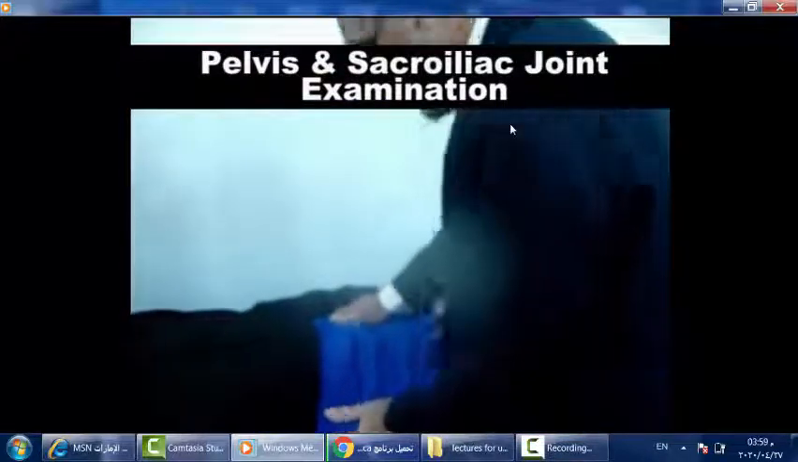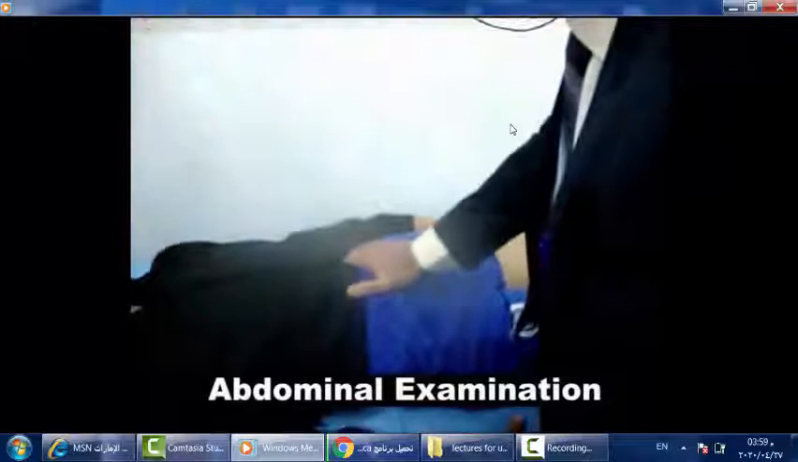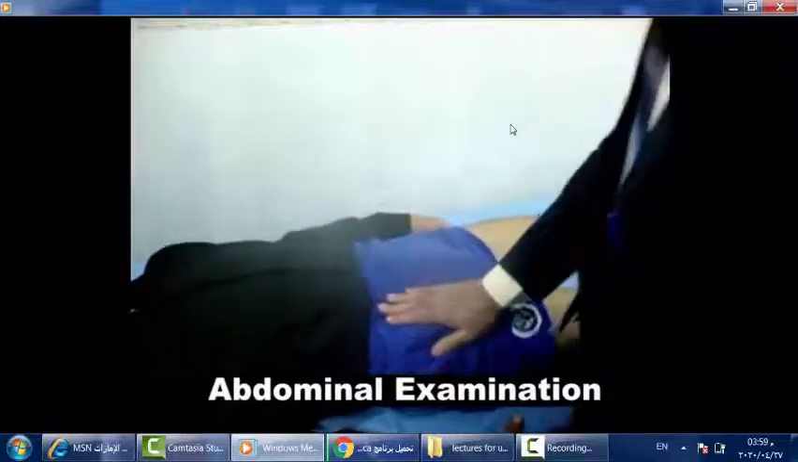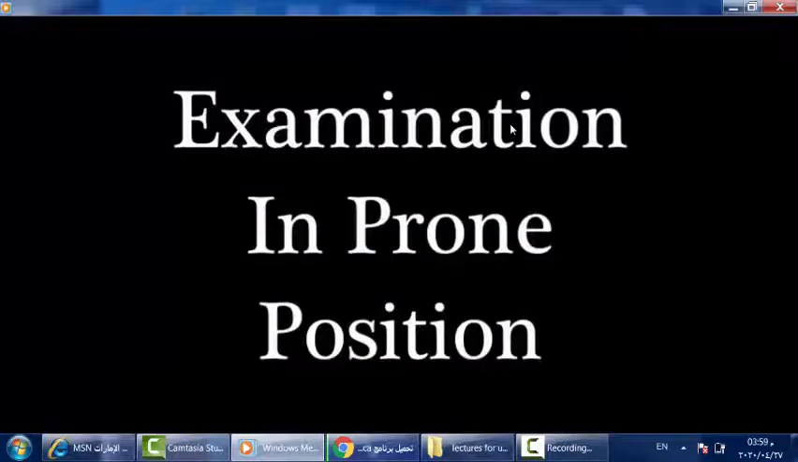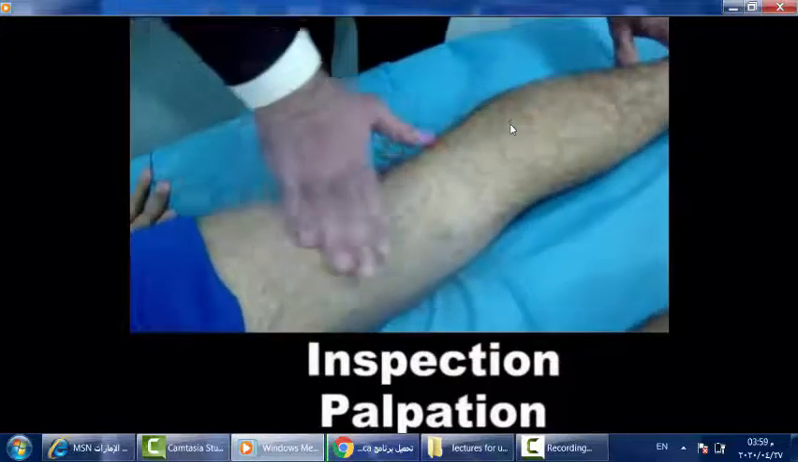You have to examine the joint above, the hip, and examine the pelvis for any disruption of the sacroiliac joint or symphysis pubis by sacroiliac examination. Palpate the abdomen by deep palpation for any deep-seated mass. Then examination in a prone position, you inspect and palpate the popliteal fossa, the same as anteriorly.